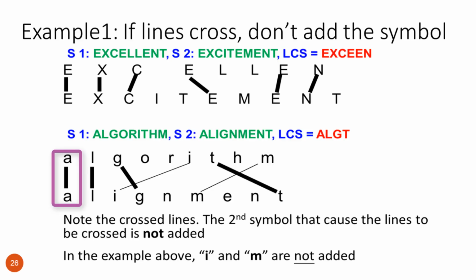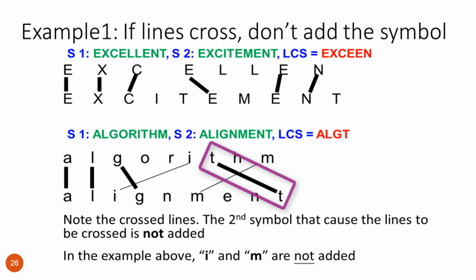A matches with A, L with L, G with G, nothing for O, nothing for R, and then we get to I. I could match with the third character in alignment, but that would be crossing a line. So the rule here is we're going to draw lines between similar characters, but we're not going to draw a line if the line crosses a previous line. So we're not going to add I.